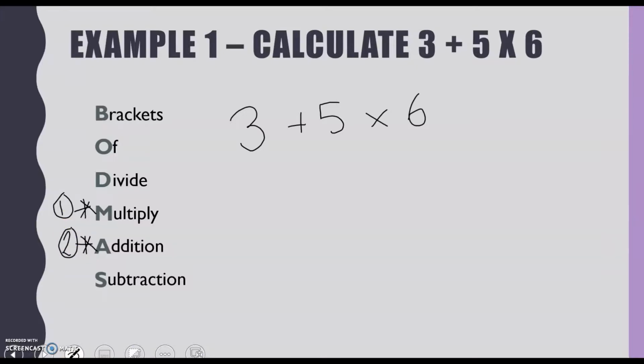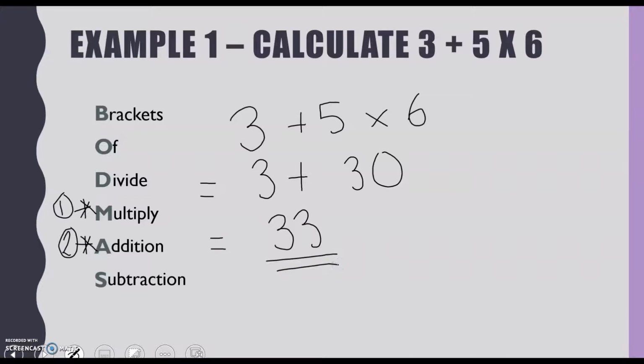So to do my multiply, 5 times by 6 then, that is going to be 30. I haven't touched this 3 and my plus sign yet, so I'm going to leave them as they are. So my second line here is 3 plus 30, and then the next thing we have to do is addition, so 3 plus 30 is 33, and that's our final answer there.